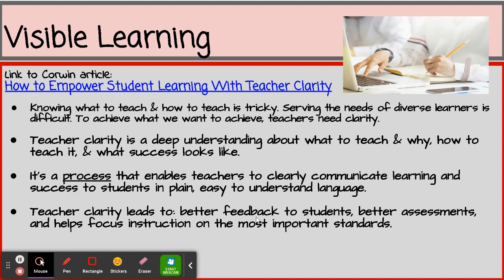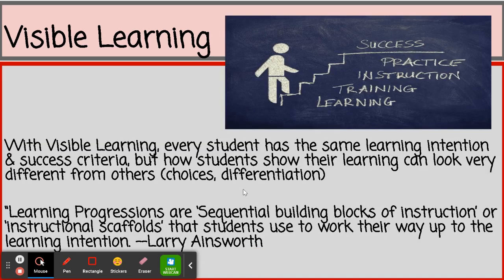This process enables teachers to clearly communicate learning and success to students in plain, easy to understand language. And teacher clarity has been proven to lead to better feedback for students, better and more authentic assessments, and it helps focus instruction on the most important standards. With visible learning, every student has the same learning intention and success criteria, but how students show their learning can look very different from others. The process enables choices and differentiation.